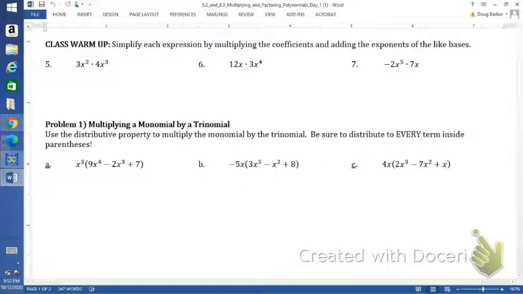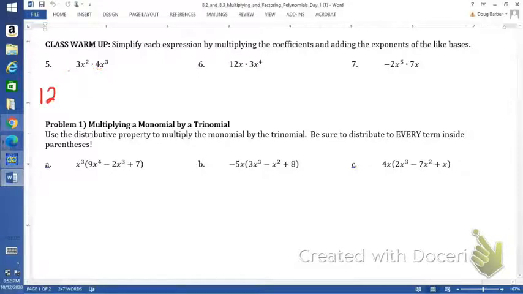Alright, the next part, we're going to simplify each expression by multiplying the coefficients and adding the exponents of the like bases. Alright, so number 5, we have 3x squared times 4x cubed. So how are we going to do a problem like this? Well, like it just said, we are going to multiply the coefficients first. So 3 times 4, that's going to give us 12.